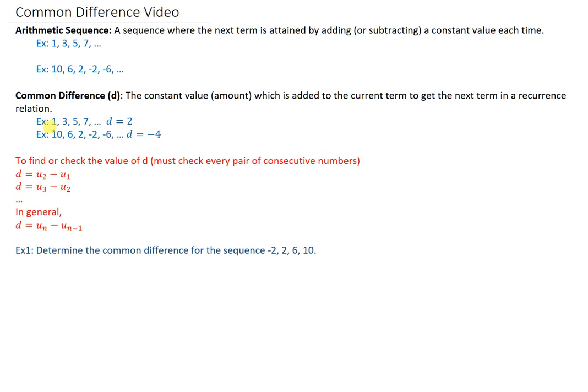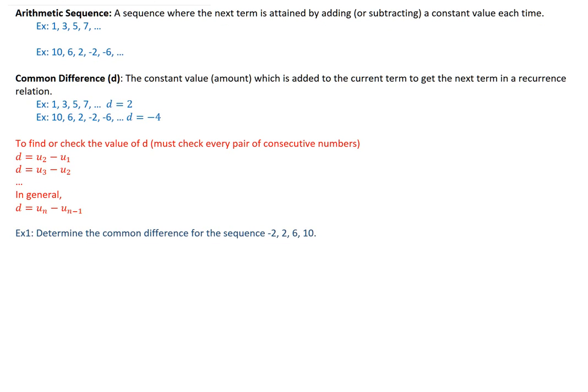Okay, so if the sequence is increasing, d will be positive. If it's decreasing, d will be negative. Now there's kind of two ways this can go. You can either be asked to find d, or check or show that it is an arithmetic sequence. Now, it is important that you check every single pair if you're showing that it is an arithmetic sequence.